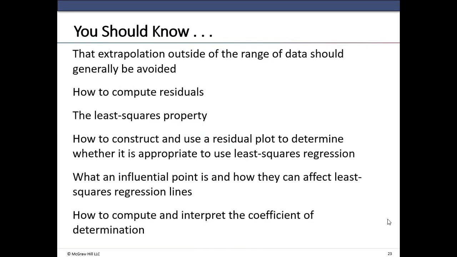Remember, a residual is the actual value of y minus the predicted value of y. We get the predicted value of y by taking each x value and plugging it into the least square regression line equation. The actual y minus the predicted y, y minus y hat, is the residual. It is the vertical distance on the top, as shown in the figure. That is the unexplained variation. By the least square property, the sum of the squares of the residuals is kept to a minimum. We covered how to construct and use a residual plot. We do not want to see a pattern in the residual plot versus the x values. We also covered what an influential point is and how it can affect least square regression lines, and how to compute and interpret the coefficient of determination, which is r squared.